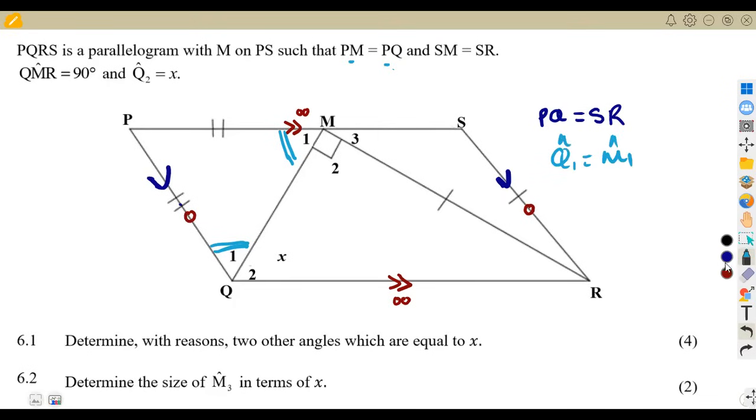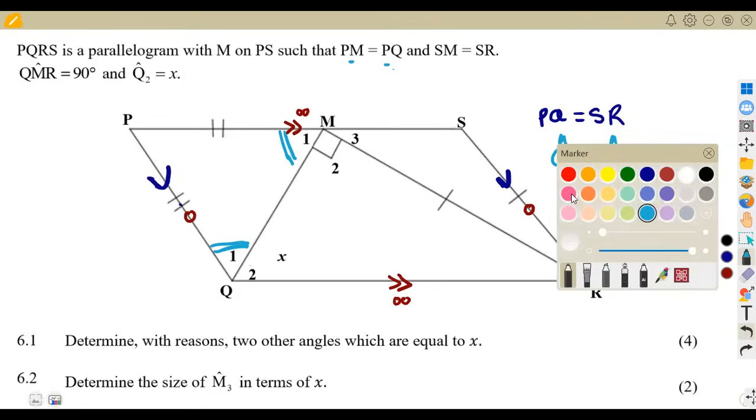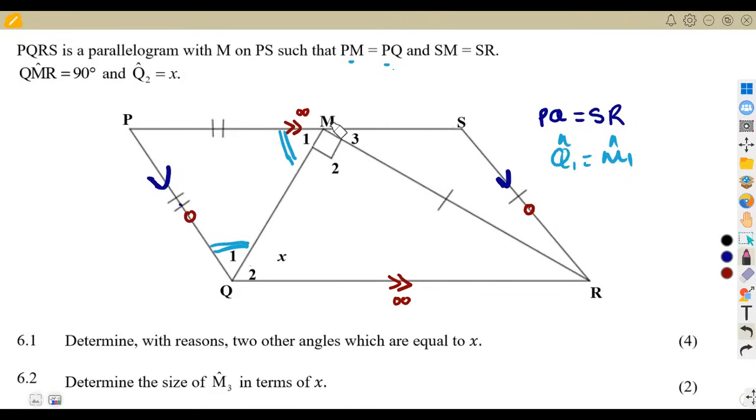Then another thing that you're given is also that SR is equal to MR. These two sides are equal. So it also goes to say the angles opposite these sides are going to be equal. So it means angle S and angle M3 are going to be equal, all right? Angle M3 is going to be equal to angle S.